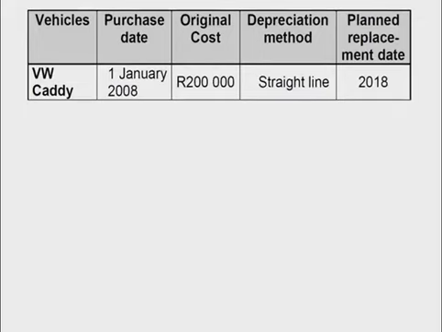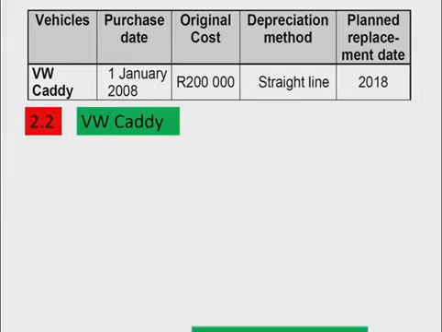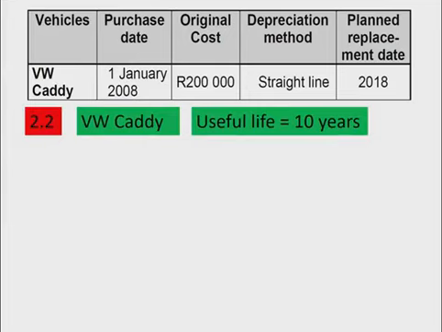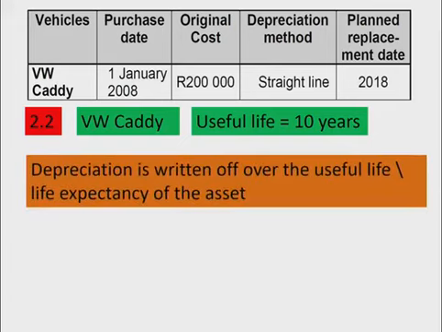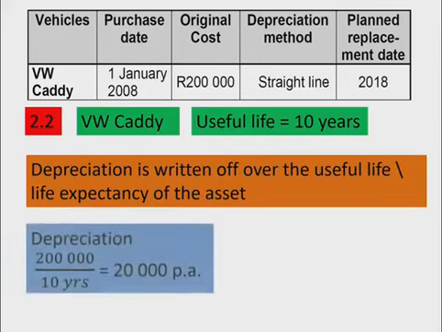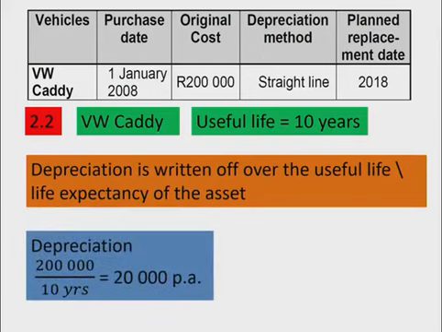So let's see what's the next question. They want us to calculate the depreciation on the Caddy every year. For the Caddy, the useful life is 10 years. We saw that earlier. So every year we will have to write off 20,000. Again, it's the cost price divided by the life expectancy, which is 10 years. That's where we get the 20,000 from.